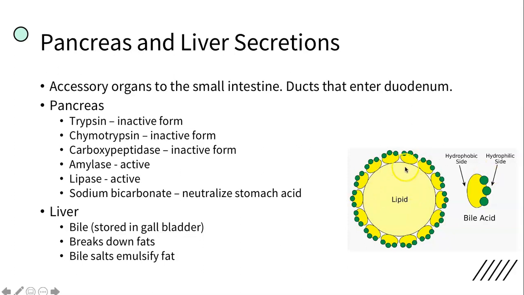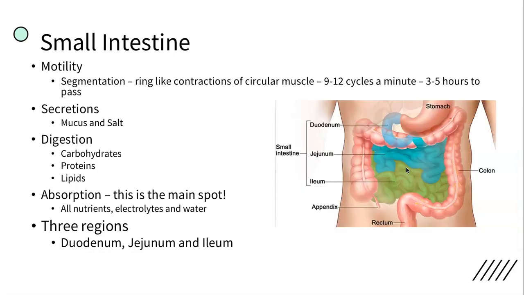It holds it like this, then you get enzymes that can come into it and break it down into its triglycerides and its fatty acids that we're going to use for other things. So that's the pancreas and the liver. Let's get into the rest of the small intestine. What kind of motility happens here?